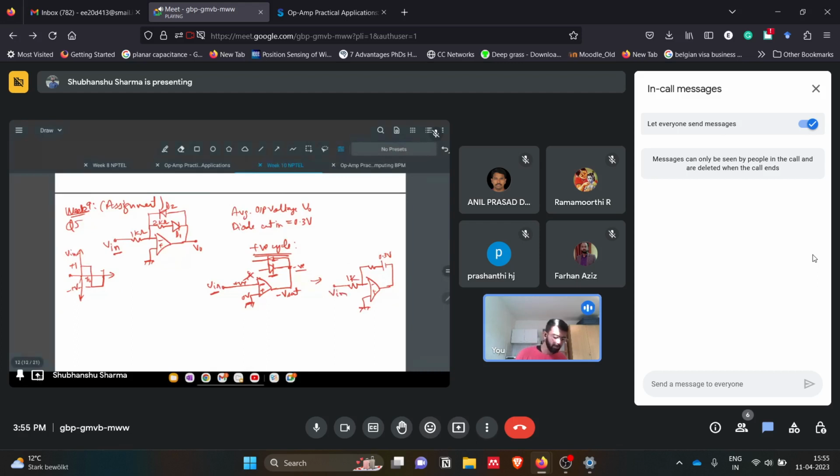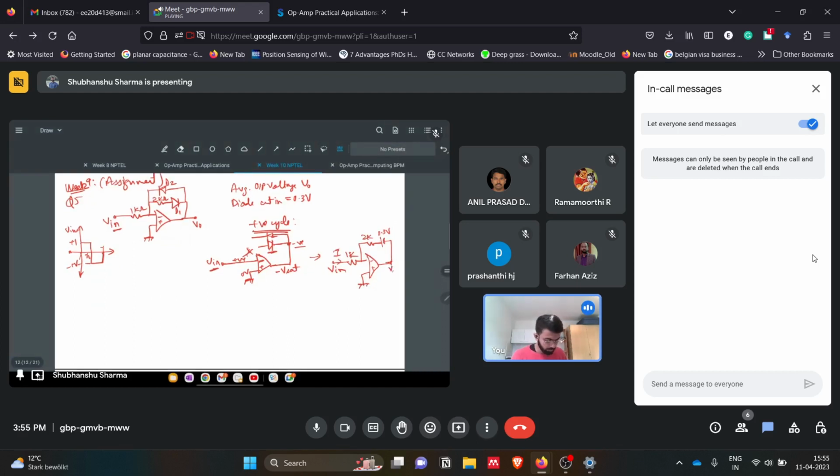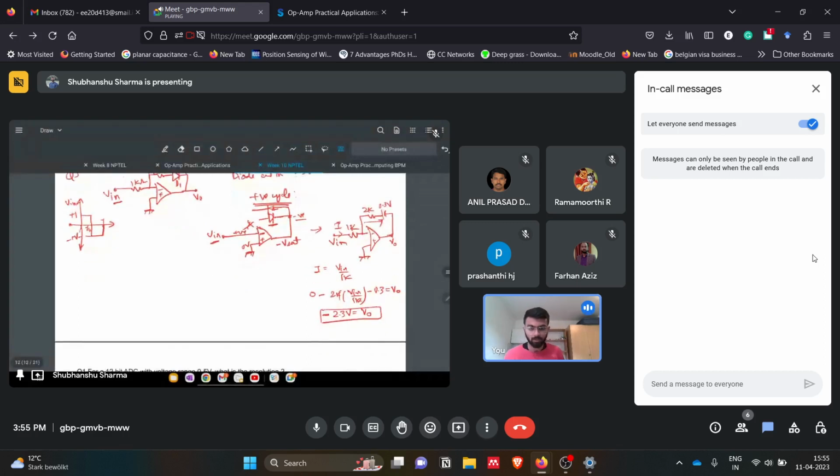This is V in. Now we just have to solve for the output in this case. The current is V in by 1k. Going through this branch, V naught equals 0 minus 2k times V in by 1k minus 0.3. V in is 1 volt, so it will be minus 2.3 volts in the positive cycle.